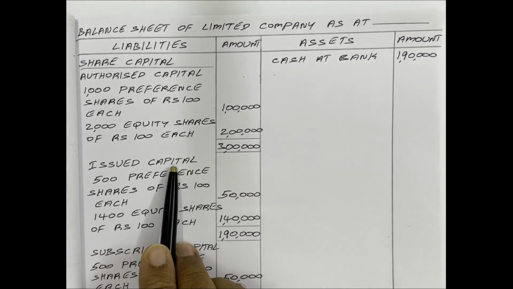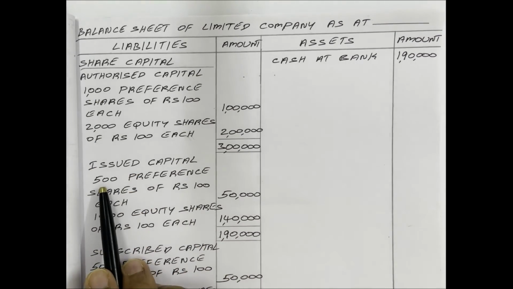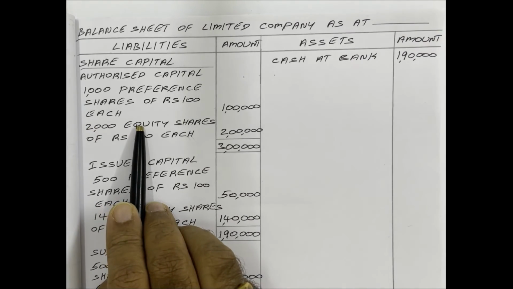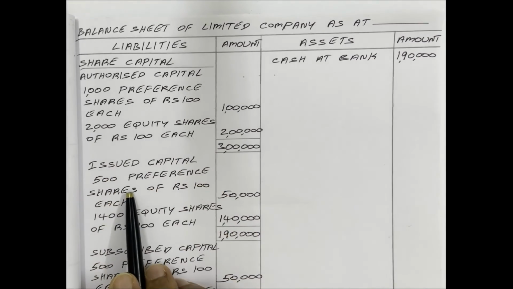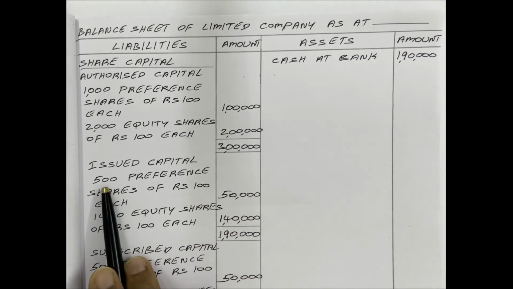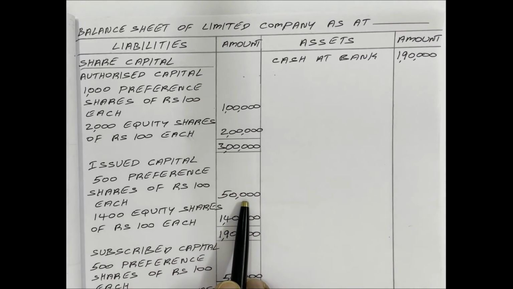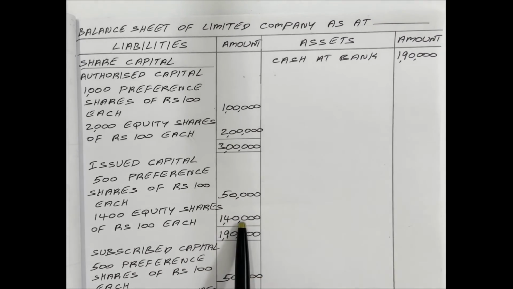Next, issued capital. Out of 1000 shares, in the current year, the company issued 500 preference shares. Similarly, out of 2000 equity shares, in the current year, the company issued 1400 equity shares. So authorized capital and issued capital are not the same. 500 preference shares at 100 rupees each, 50,000. 1400 equity shares at 100 rupees each, 1,40,000. Total issued capital is 1,90,000.